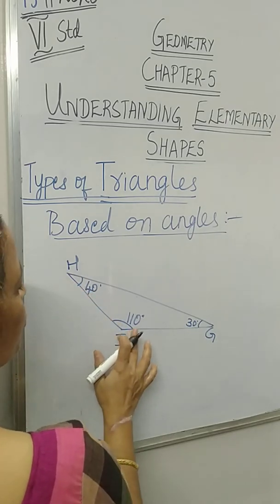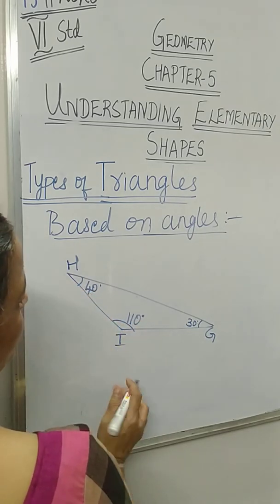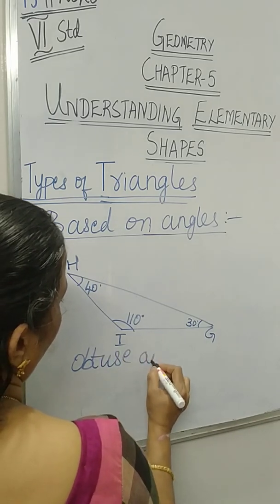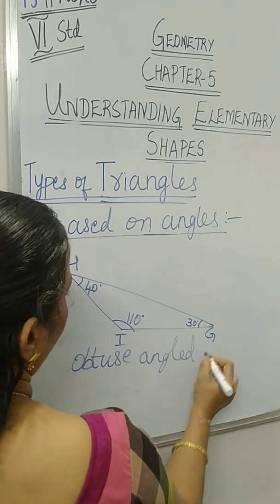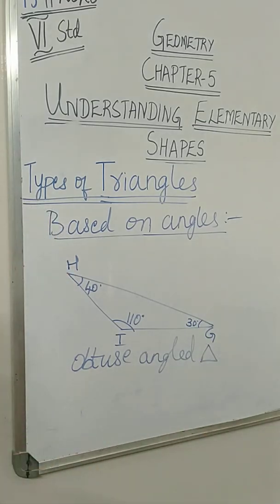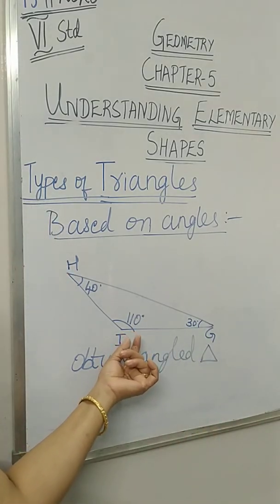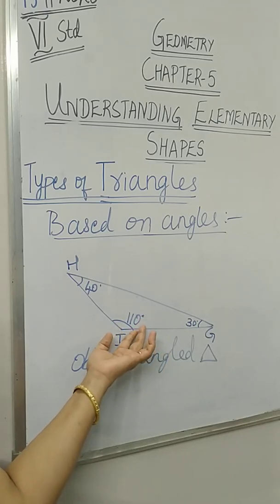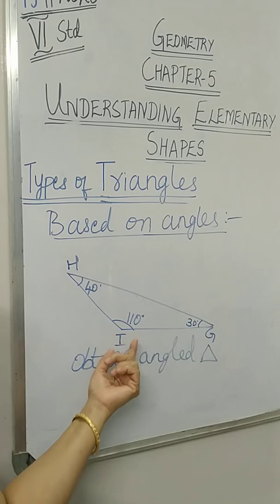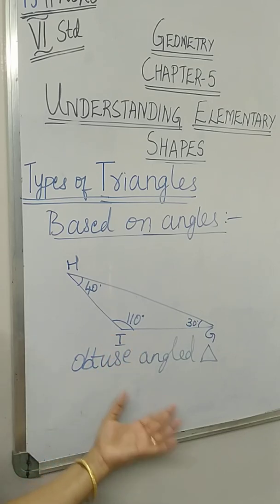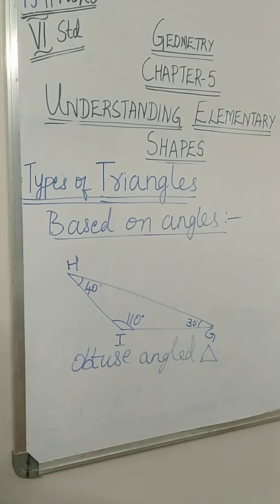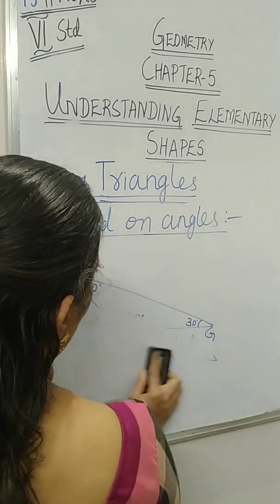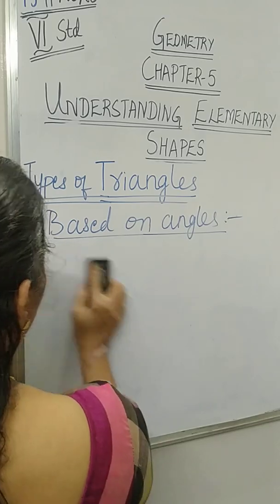If any one of the angles is obtuse, it is more than 90, so it is obtuse angle. Such type of triangle is called obtuse angled triangle. Any triangle which has an angle more than 90 degree, that is only one angle is obtuse angle, such triangle is called obtuse angled triangle. So three types of triangles we have learned based on angles.